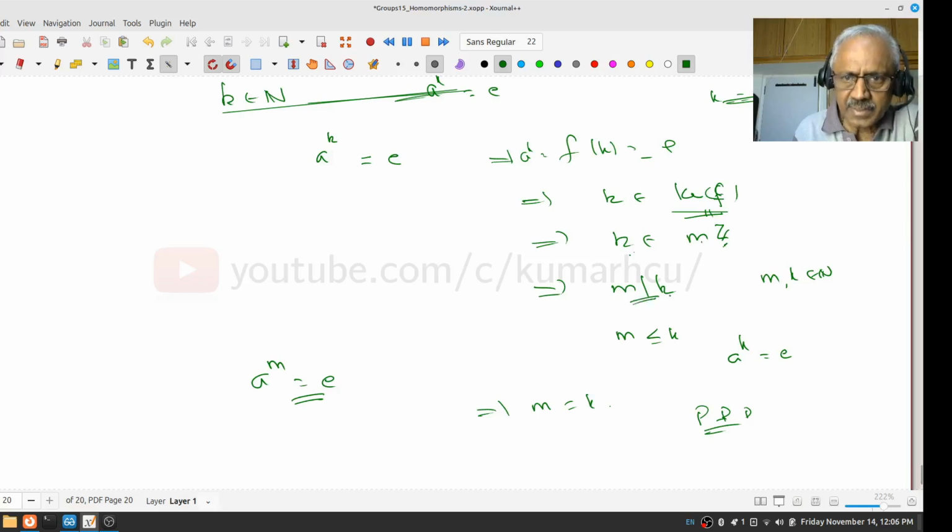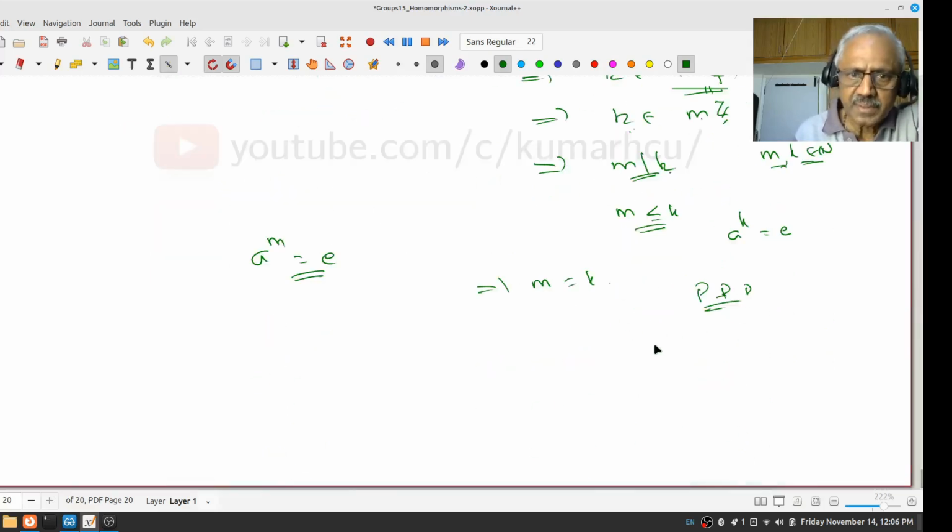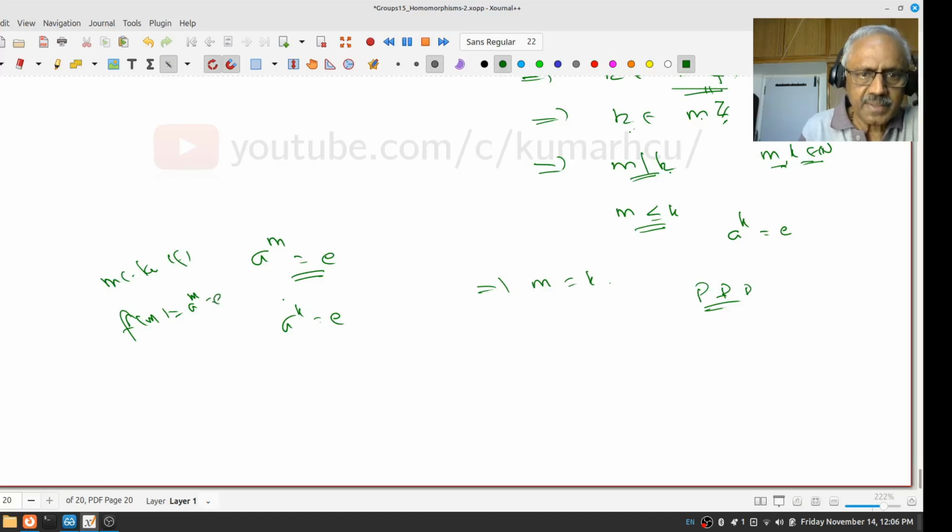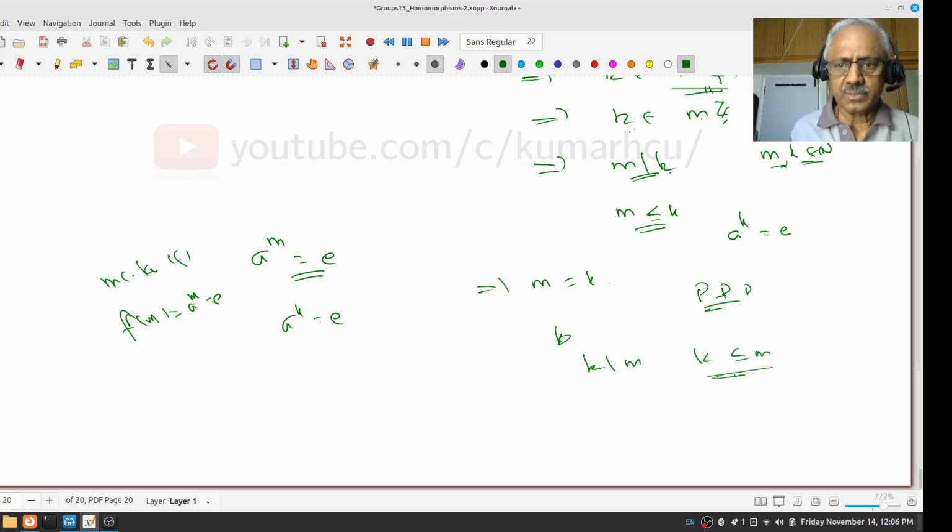That means m must divide k. Remember, both are positive integers, natural numbers. Therefore, m must be less than or equal to k. But k is the least positive integer so that A to the power k is identity. But since m belongs to the kernel of f, that means f of m, that is A to the power m, is also identity, right? Are you following? Therefore, what do I know? k must be less than or equal to m. Both these things put together say that k equals m.